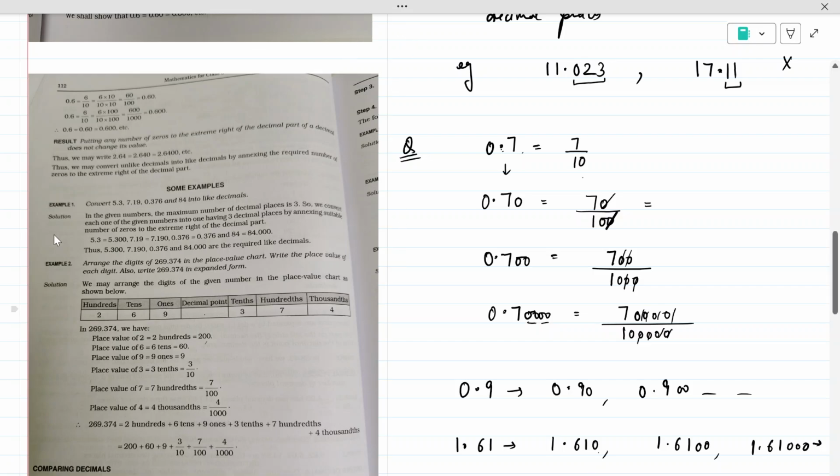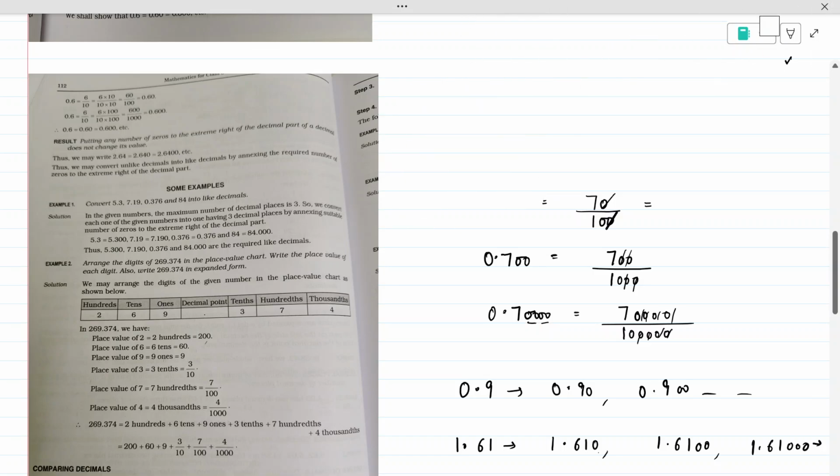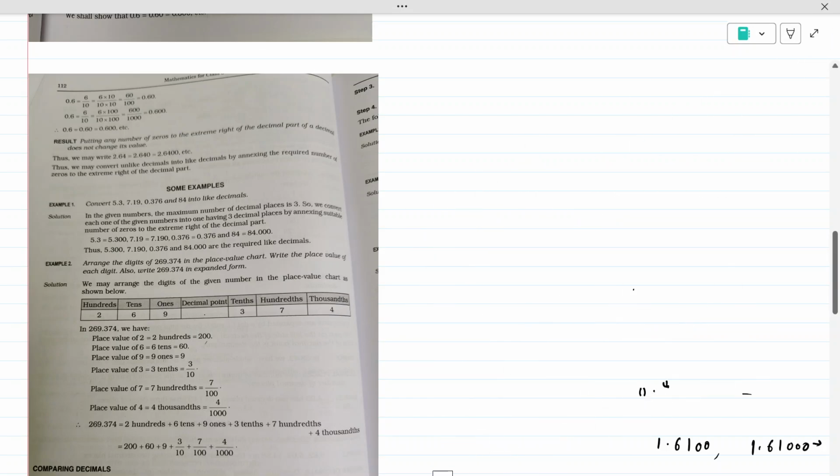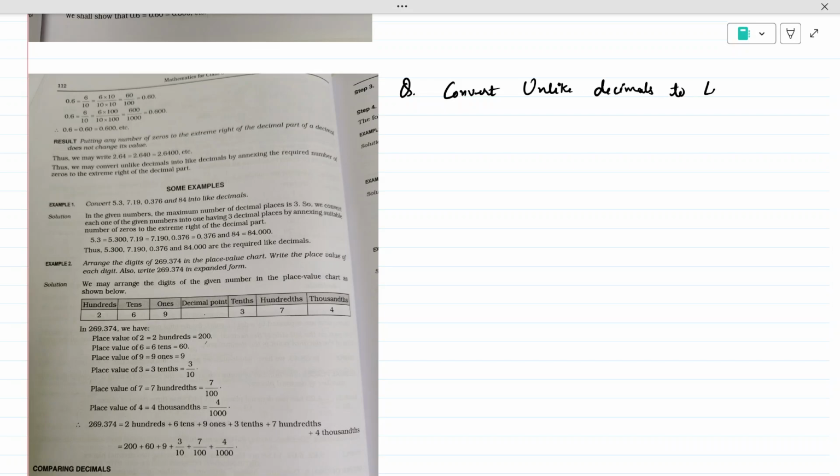And now let us see what is written here in the question. Let us go through these solved examples first. In the first one, what we have to do is convert certain decimal numbers into like decimals. What is given to us are unlike decimals, and we have to learn how to convert them into like decimals. So I'm writing here, convert unlike decimals to like decimals. Converting unlike decimals to like decimals. So how do we do it?